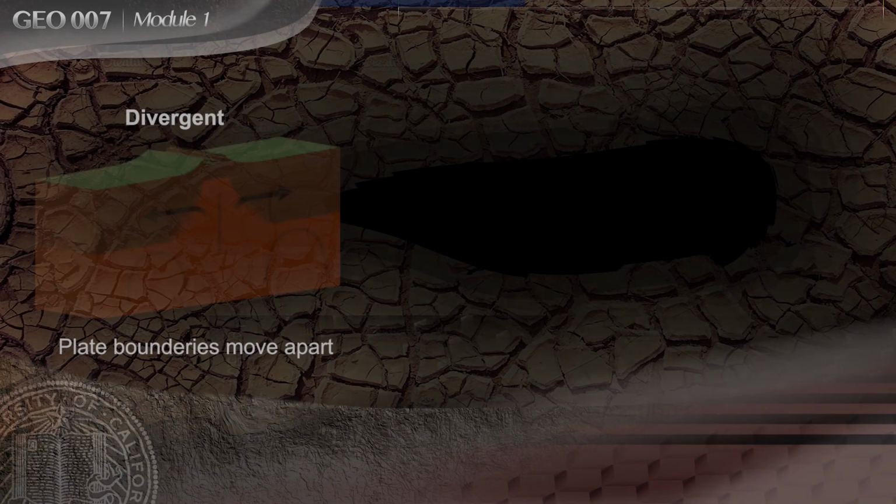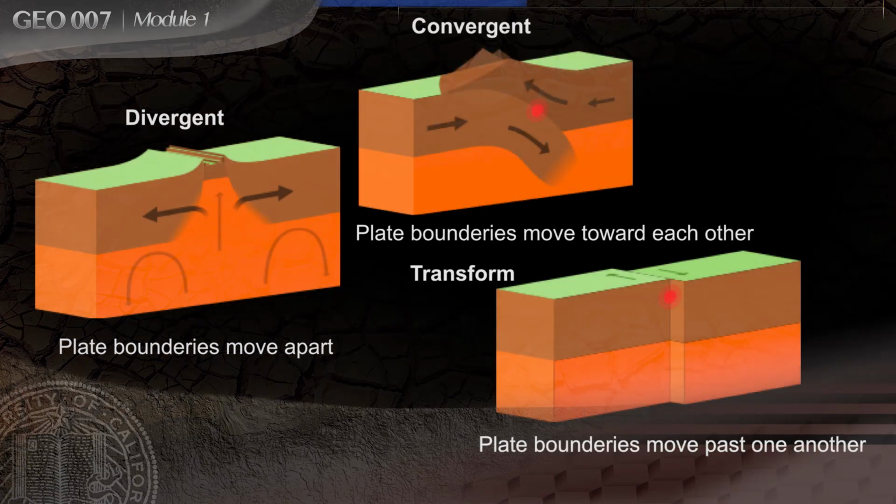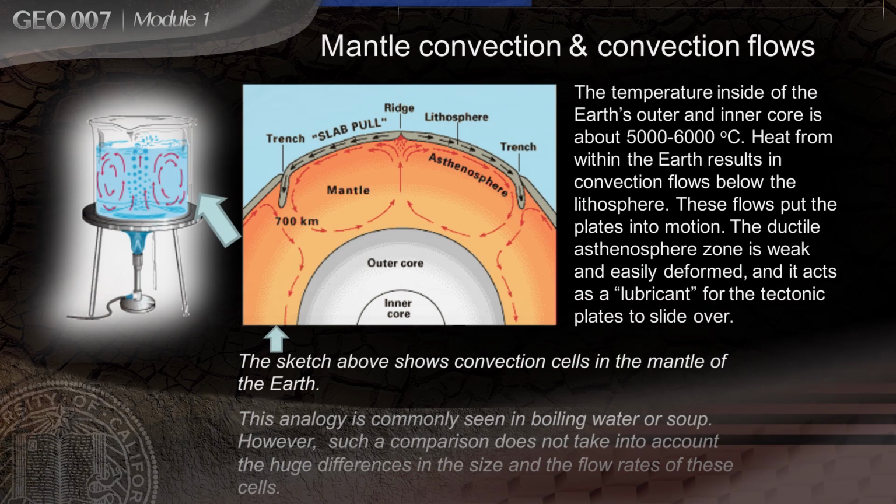Plate tectonics recognizes three types of relative plate motion. Mantle convection and convection flows. The temperature inside of the Earth's outer and inner core is about 5,000 to 6,000 degrees Celsius. Heat from within the Earth results in convection flows below the lithosphere. These flows put the plates into motion. The ductile asthenosphere zone is weak, easily deformed, and acts as a lubricant for the tectonic plates to slide over.